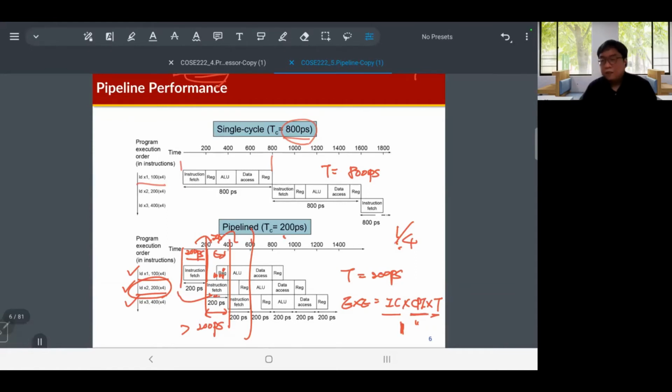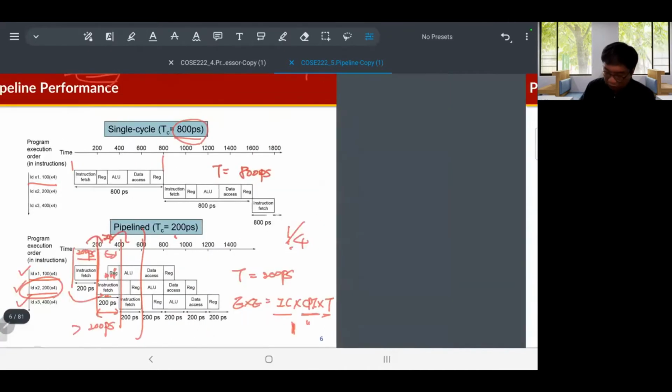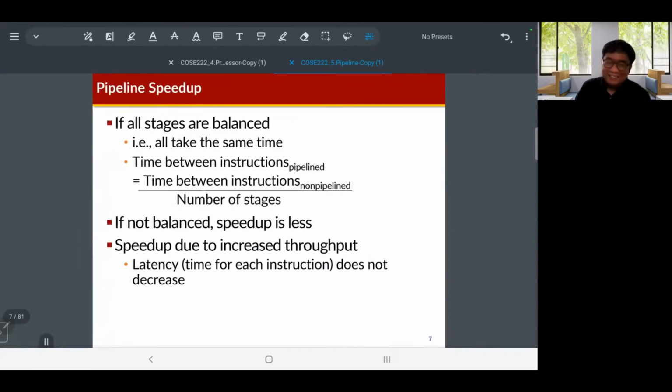Okay, that is the benefit of pipelining. Oh, it's very good. So the pipeline, we can calculate the pipeline speed up like this.